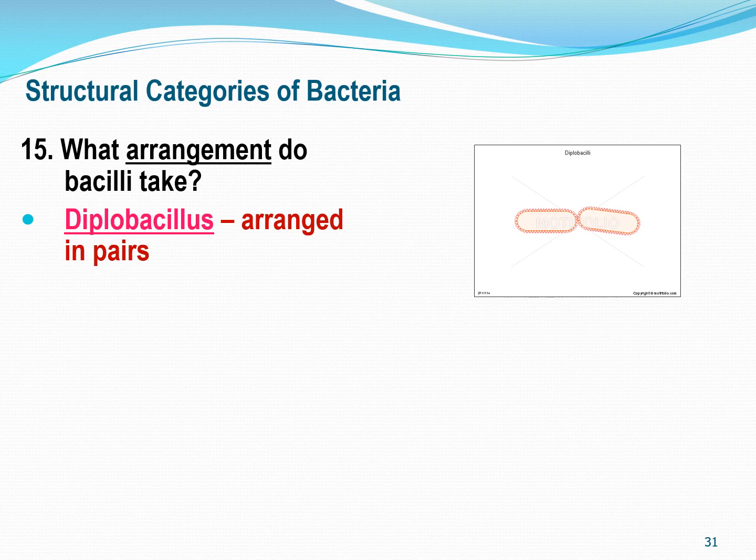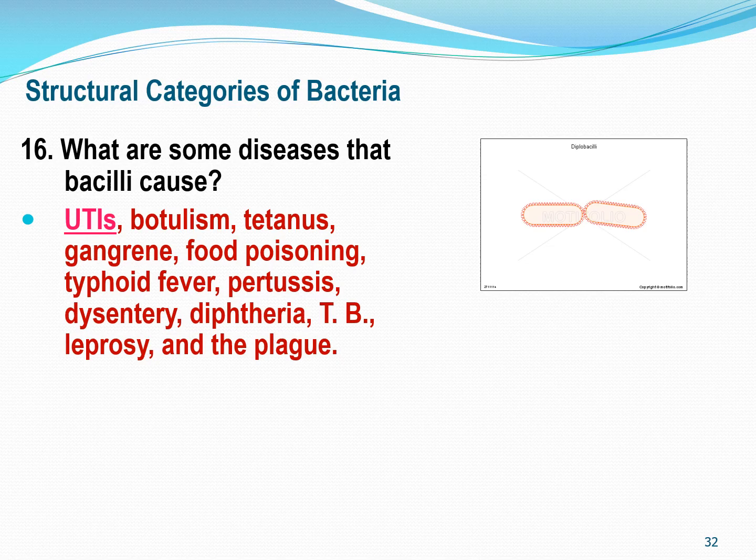So talking about the arrangement, what arrangement do the bacilli, now that we talked about the cocci, like to take? Same thing: diplobacilli arrange in pairs, and you see the little example of it over there to the right. What are some of the diseases that bacilli cause? We see it a lot in urinary tract infections, botulism, tetanus, food poisoning, all the way down to TB, leprosy, and the plague. These are all different examples of diseases that this particular bacteria has caused.